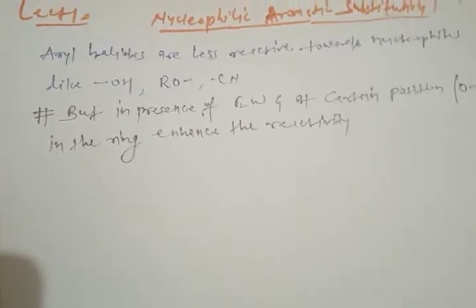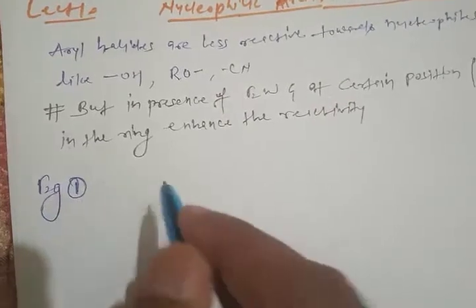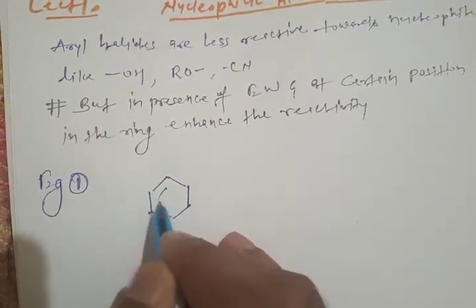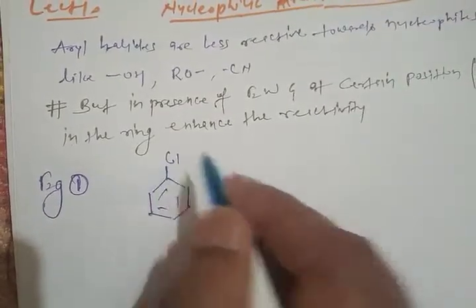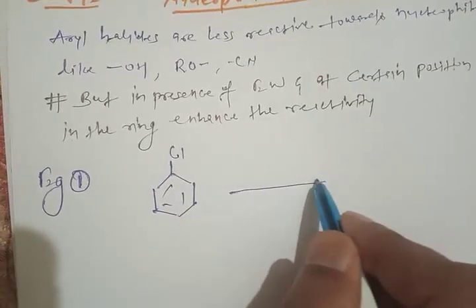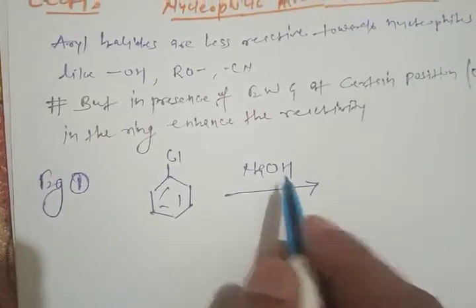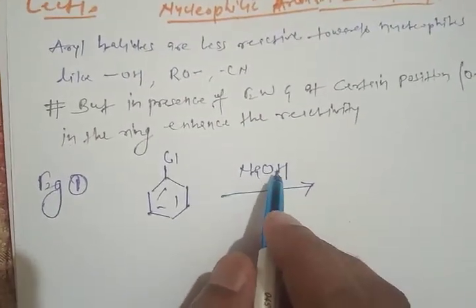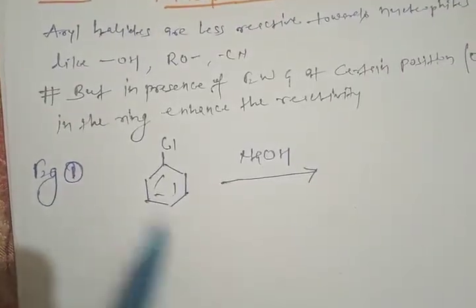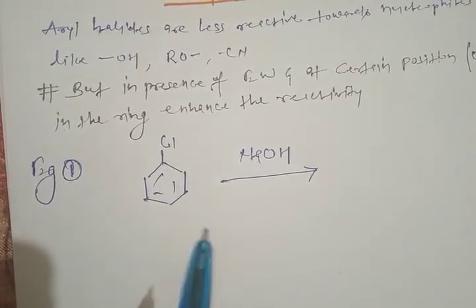So let's take some examples. Example number one: if you have chlorobenzene, only chlorobenzene, and you want nucleophilic substitution, so let's take an example of NaOH. OH- will be the nucleophile here, and you want to substitute the Cl with this OH. So without an electron withdrawing group, the reaction is very difficult.